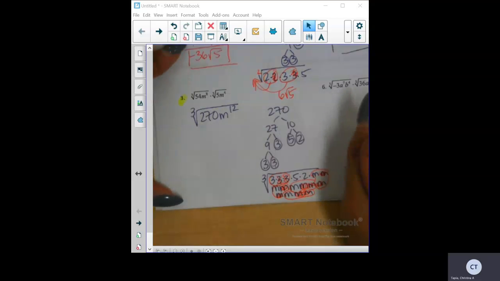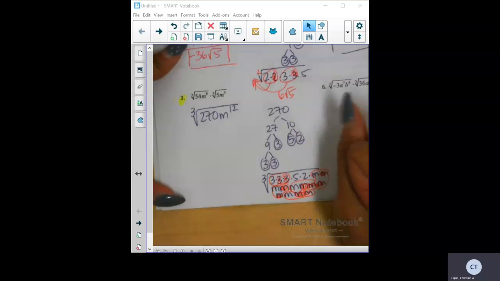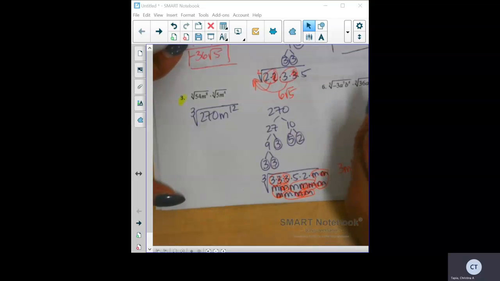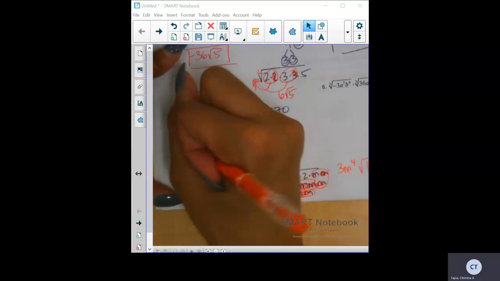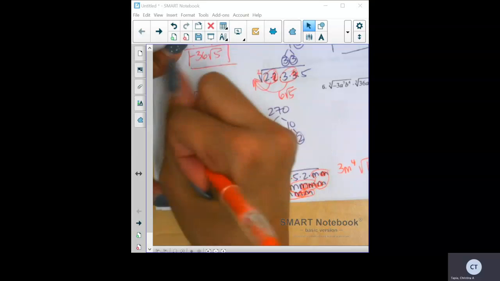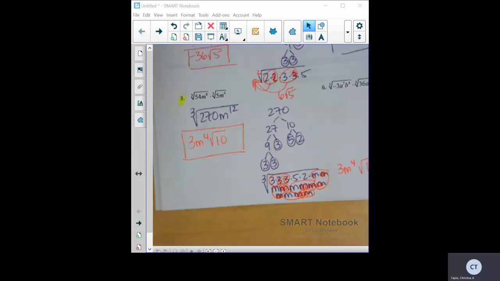So over here, I'm going to rewrite this as you have a 3 that escaped. You have 1, 2, 3, 4 m's that escape. So m to the 4th power. And then underneath the radical, you still have that 5 times 2. 5 times 2 is going to give you 10. So over here to the side, I'm going to rewrite that. 3m to the 4th power square root of 10, because I thought there was something you would have to multiply it by, but there isn't.